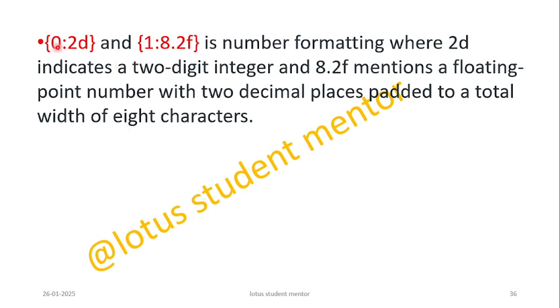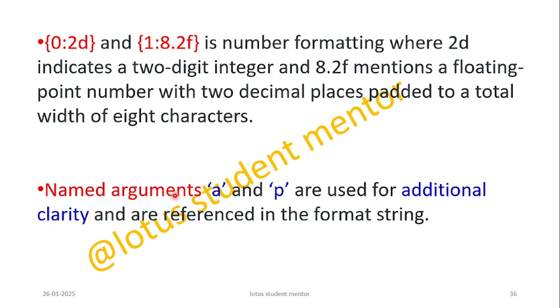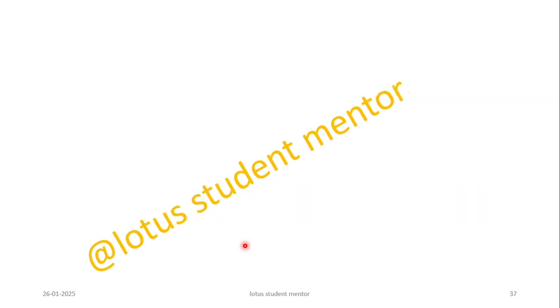What is the meaning of 0 colon 2d here? 0 indicates the first index; the 0 means the first value, the first argument, and 1 means the second argument. That is the meaning of these characters here. The next, named arguments: what are A and P? Named arguments are used for additional clarity and are referenced in the format string.